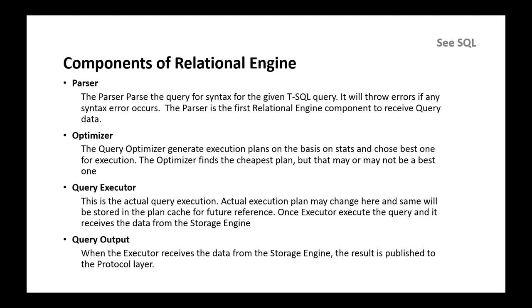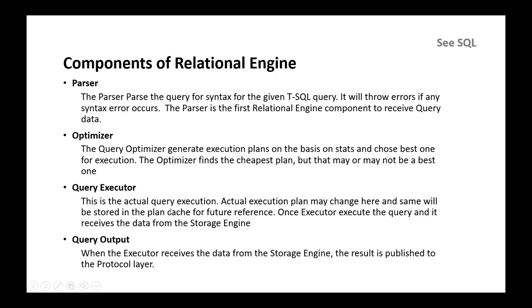Next, Query Optimizer. The query optimizer generates the execution plan on the basis of the stats and chooses the best one for the execution. The optimizer finds the cheapest plan, but that may or may not be the best one. The query optimizer generates the execution plan for the submitted query and it passes to the query executor.